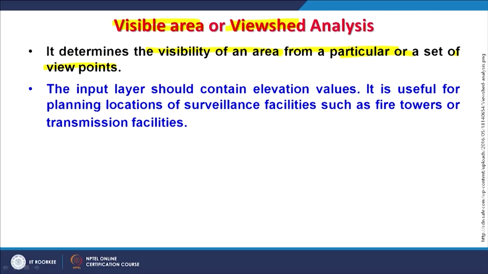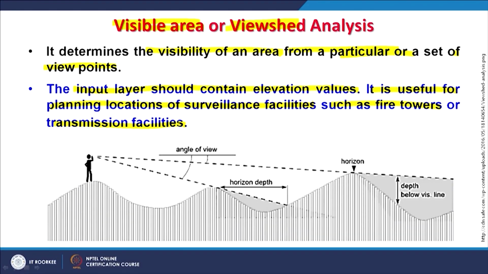What is the input layer here? The input layer generally is the elevation values, which is used for planning locations of surveillance facilities such as fire towers or transmission facilities, power lines, etc. Or just in the forest also they use it, where they put some tower to see even the wildlife and others, and overall the forest conditions as well.